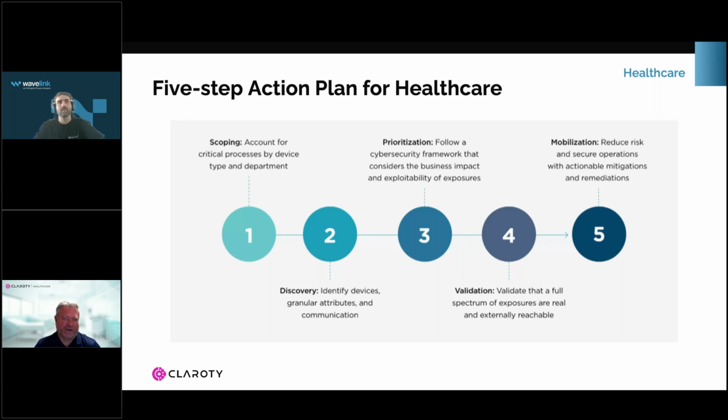And then the last part is helping you to reduce risk by giving you actionable mitigations and remediations that your team can go and perform versus trying to guess what happens based on a bunch of alerts that might not be necessary for your particular environment. So that's pretty much the 5-step plan that we go through.